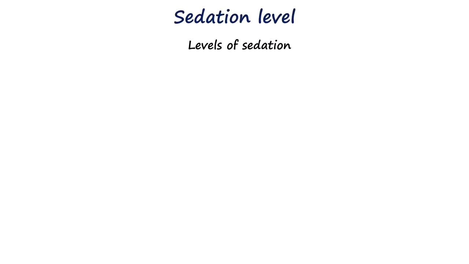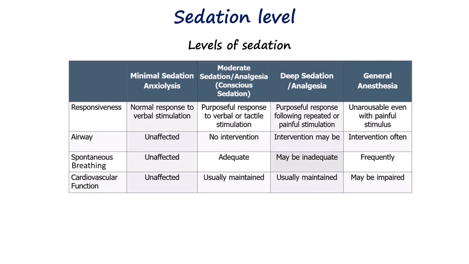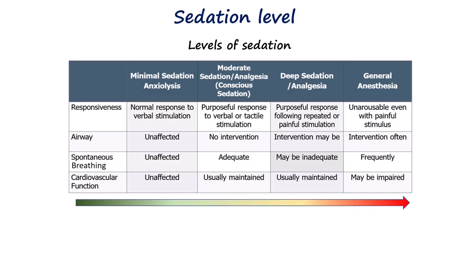When we talk about sedation, it's important to remember that sedation exists on a continuum. A patient can drift from mild sedation into moderate, from moderate into deep, and if we're not careful, they can slip right into general anesthesia. We define sedation level using 4 parameters: responsiveness, airway control, breathing, and cardiovascular function.